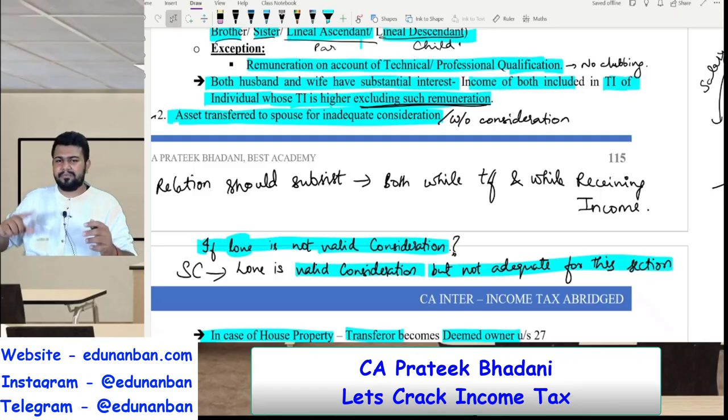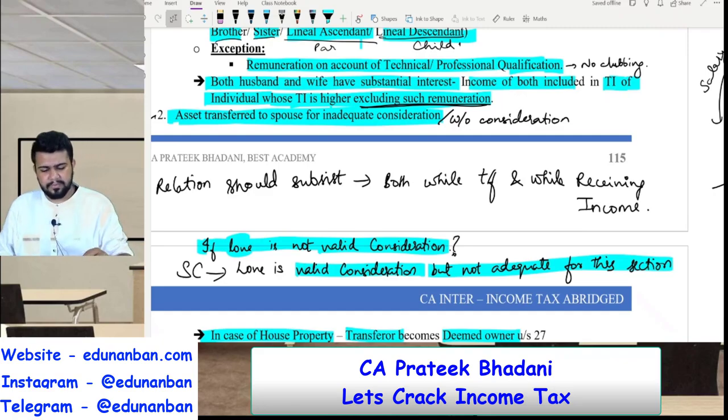So if my wife and I both have more than 20% share in a partnership firm and both are receiving salary from that firm, in such case what will happen? If my income is higher and my wife's income is lower without counting the remuneration, then the entire remuneration will be taxable in my hands. Purinjidhaa?